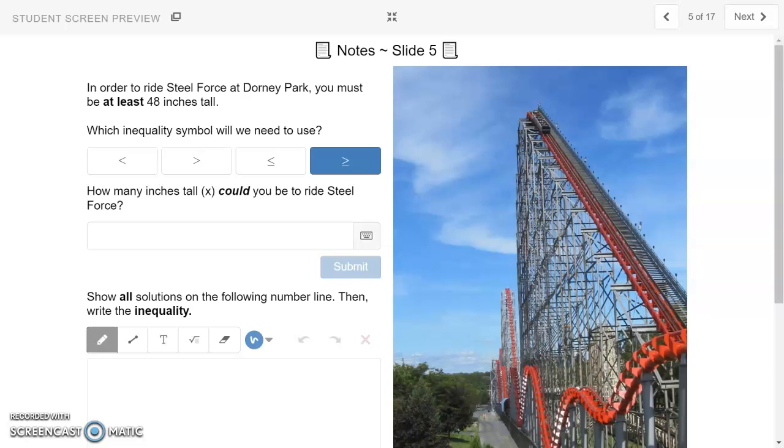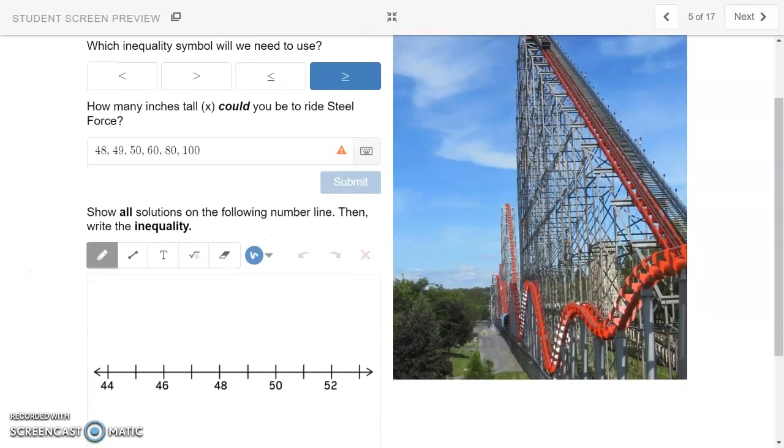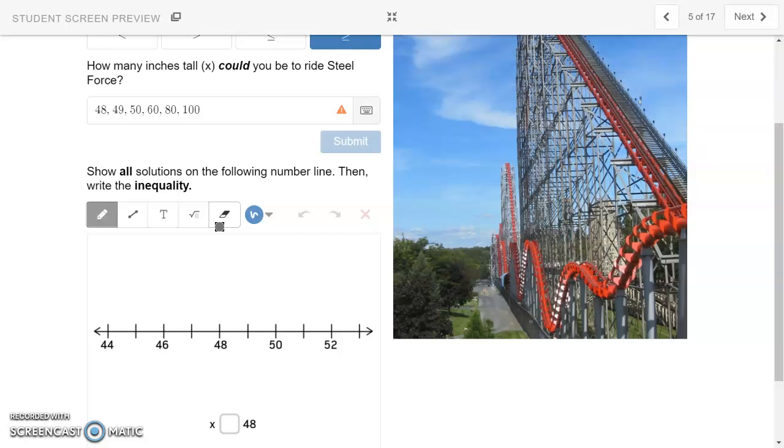So let's talk about why that is. How many inches could you be to ride Steel Force? Well, you could be 48, right? Because it says at least 48 inches tall. You could be 49, 50, 60, 80, 100. All of those are good options, right? They're all the amounts of inches that you could be in order to ride Steel Force. So again, since it's going to be greater than 48 or equal to 48, we can always just write that again. So x is greater than or equal to 48.